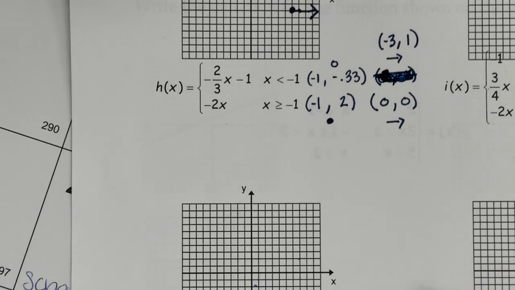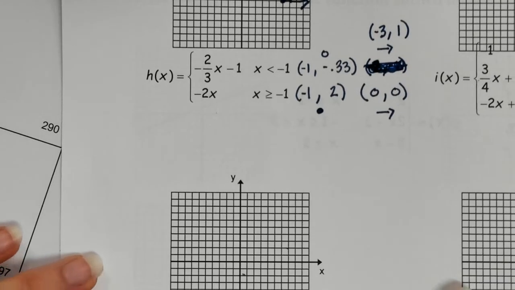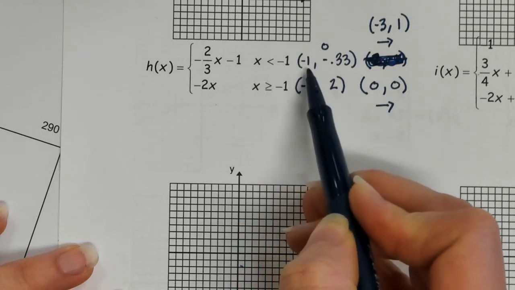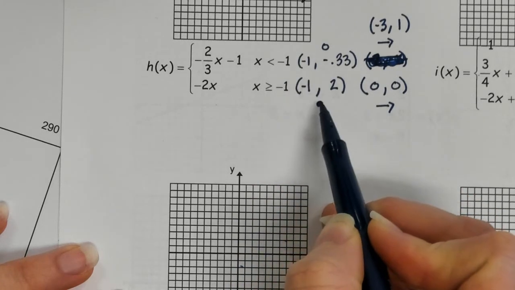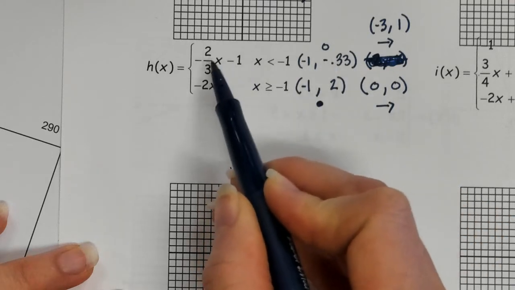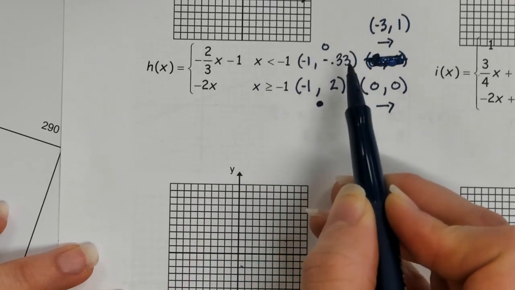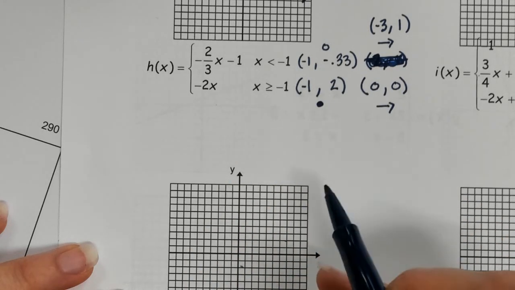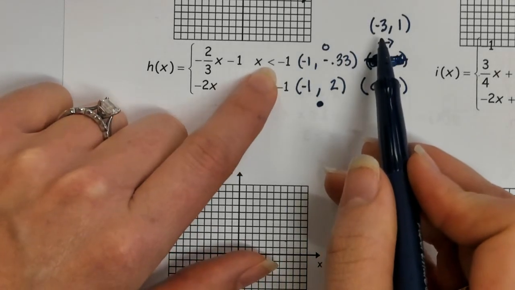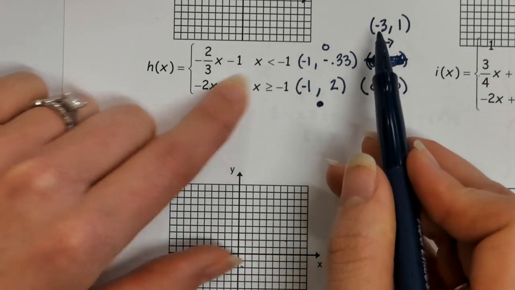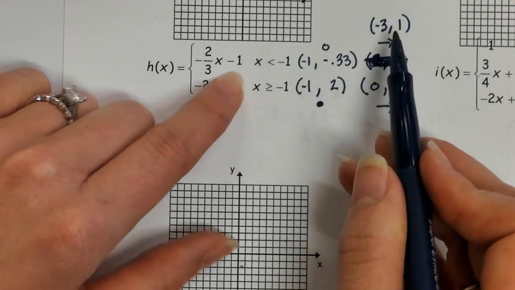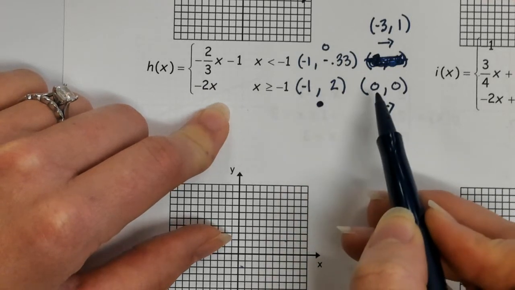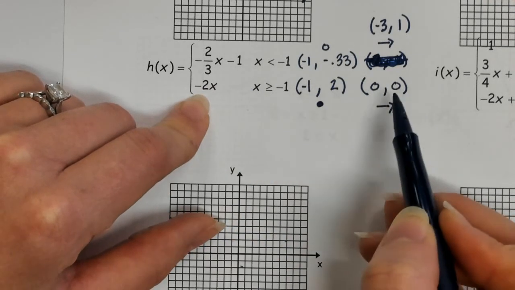Alright, so these are my 2 points that I did. I did -1. Obviously I had to. -1 I had to. That's open and that's closed. If I plugged in a -1, I used my calculator, found -0.33. Here I plugged in a -1 and I got a 2, and that's closed. Here I needed something less than -1, so I did -3 because it made our y value easier. If you did -2, that's fine. Here something greater was 0, so 0 times -2 is 0.